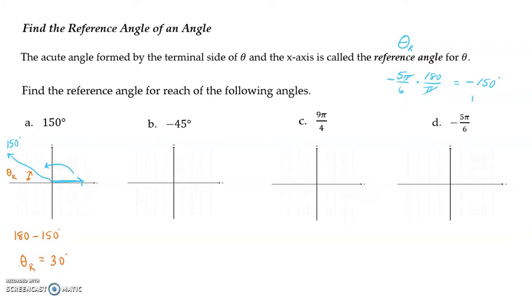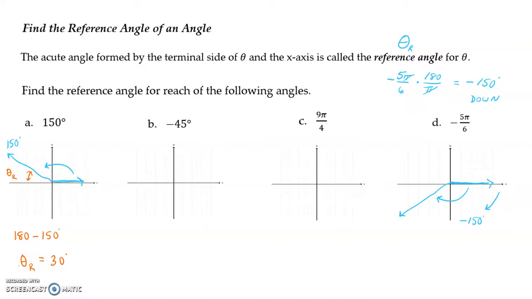If we go to graph it, it's going to open downward from our x-axis. Alright, so let's go ahead and give ourselves a little sketch here. So my initial side is going to be along this positive x-axis, and it's negative, so I'm going to be coming downward a total of 150 degrees. So this is the angle measure here that we're talking about with our original.